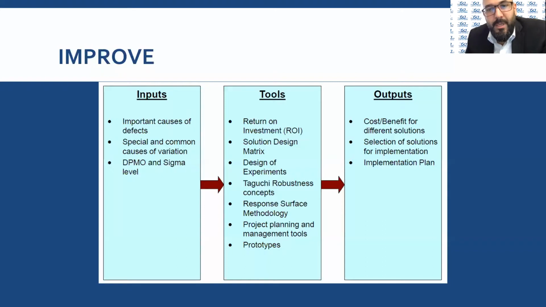Once you pick something, you have to implement it. So implementation is going to be an output for the improve phase. And of course, in order to implement the solution, you have to have an implementation phase. And we will be talking about the implementation phase in more detail.